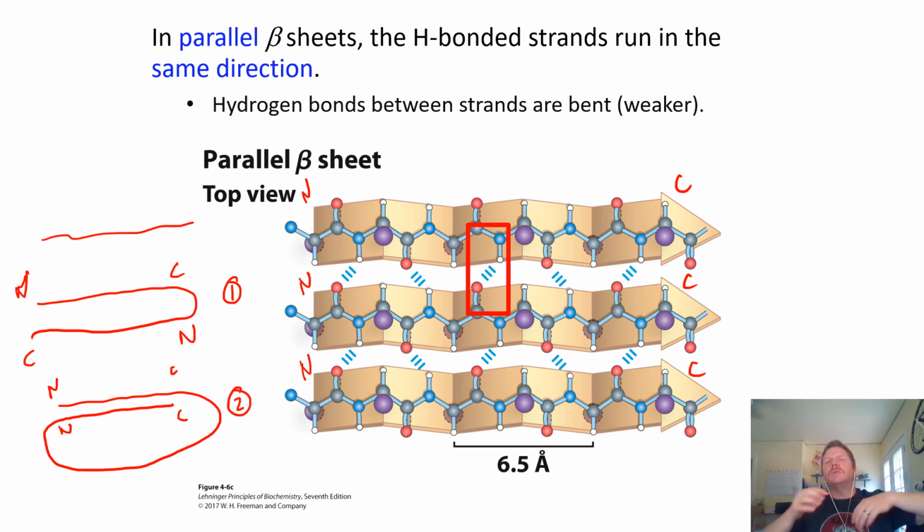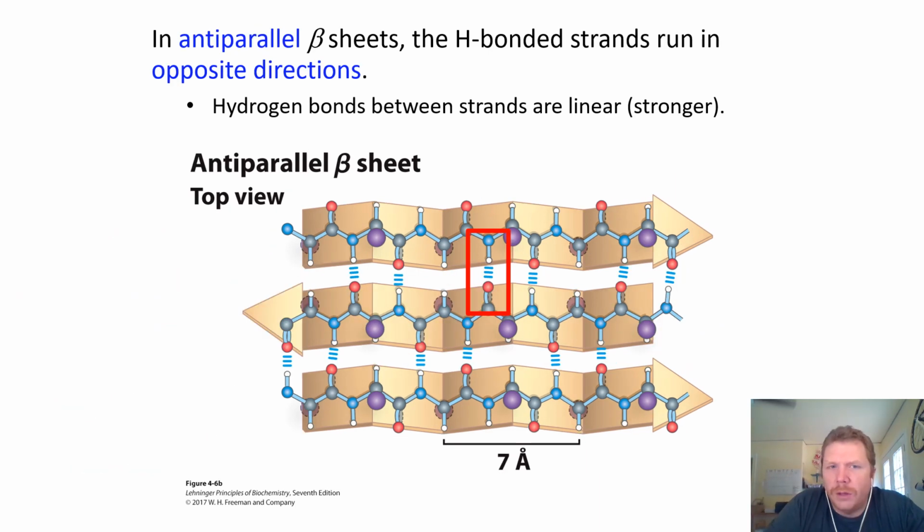And I like to see these just because it's helpful for me to see it on a grander scale. So this number 2 would be an example of a parallel beta sheet. That means that display number 1 would be a good example of an anti-parallel beta sheet. Now what an anti-parallel beta sheet is, I'm going to show you that N and C, N and C, N and C. The hydrogen bonds are basically on top of one another. They're linear. So these are a little bit stronger because they're shorter.